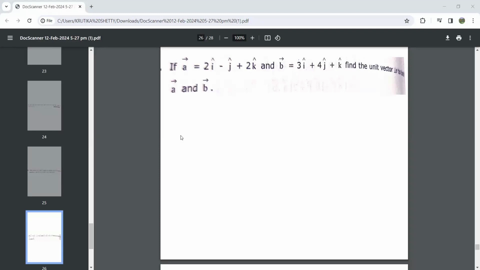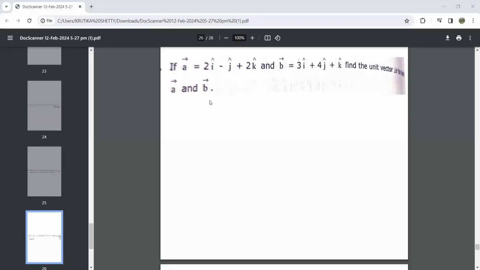It comes from the cross product of two vectors. So we need to calculate the vector which is perpendicular to the given vectors. Here we need to find a unit vector perpendicular to both A and B.